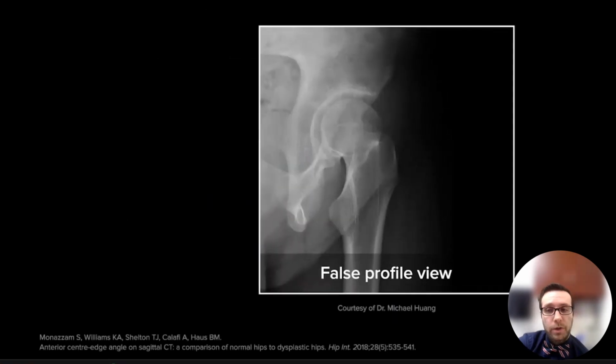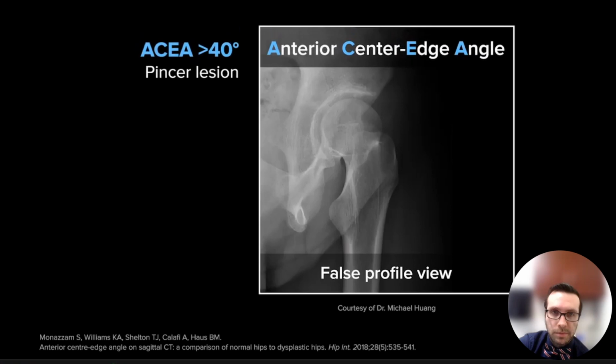A false profile view can be used to measure the anterior coverage by using the anterior center edge angle between a vertical line and the line between the edge of the rim and the center of the femoral head. An angle beyond 40 degrees is considered a pincer deformity.